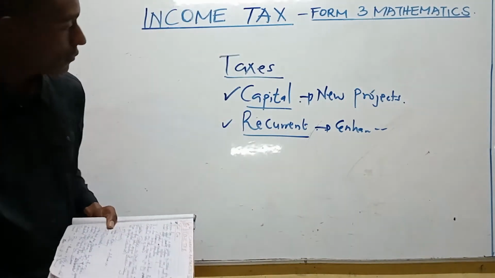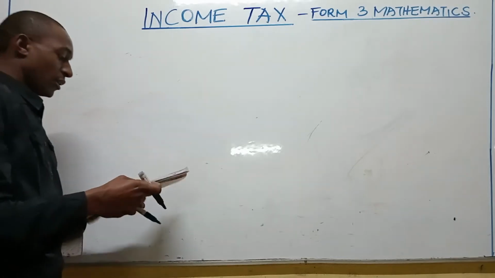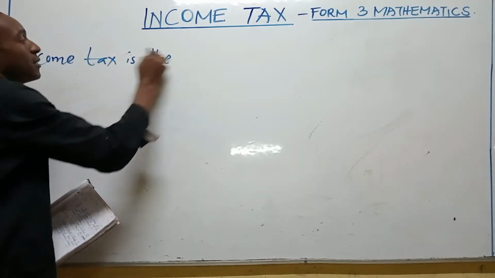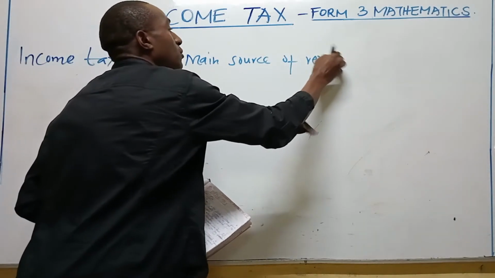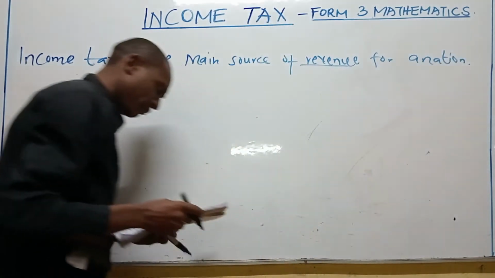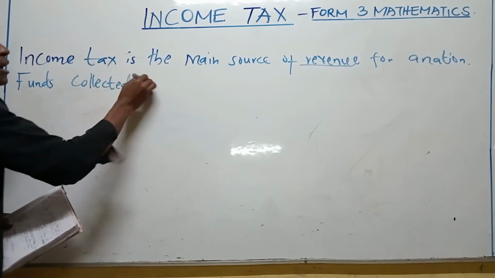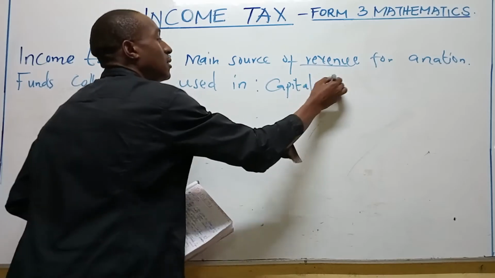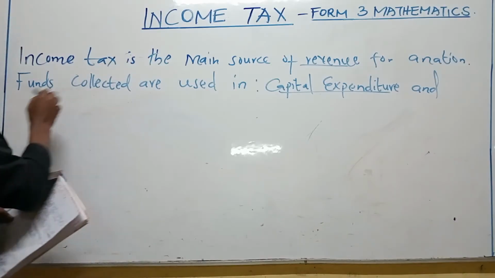Write the following notes. Income tax is the main source of revenue for a nation. And funds collected are used in what we have already said, capital expenditure and recurrent expenditure.